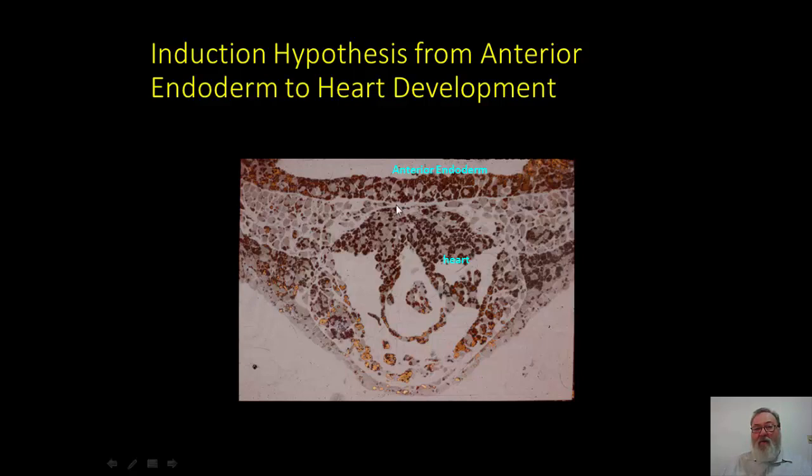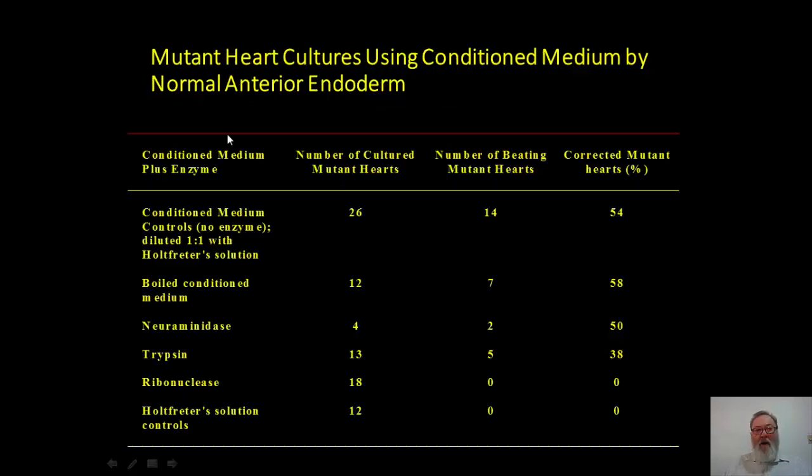But we wanted to do some experiments to see what would happen if we took anterior endoderm from a normal embryo and combined it with mutant heart tissue in an organ culture environment. And when this was done, initially we put the normal anterior endoderm in with the mutant hearts, and after 12 to 24 hours, the mutant hearts began to beat. And so there was a rescue phenomenon.